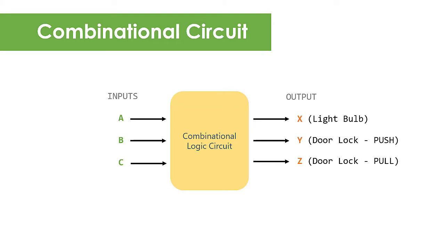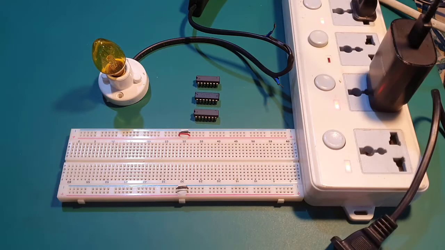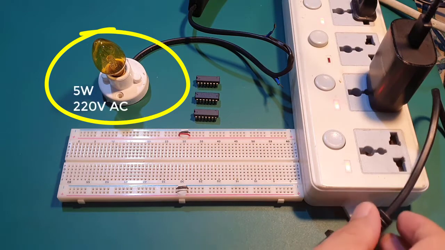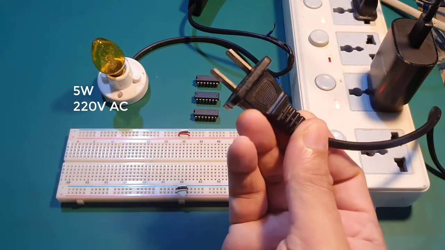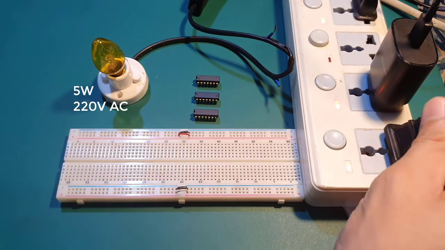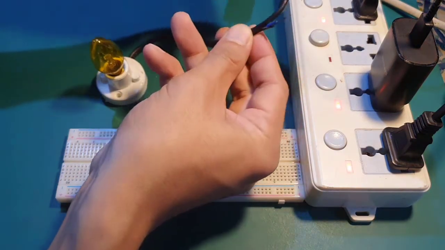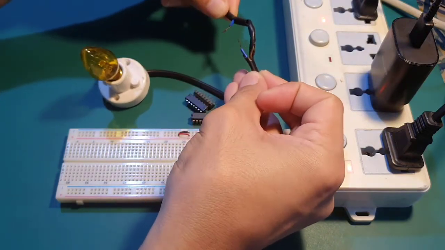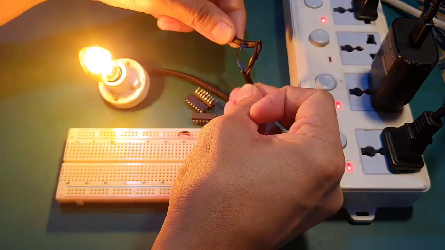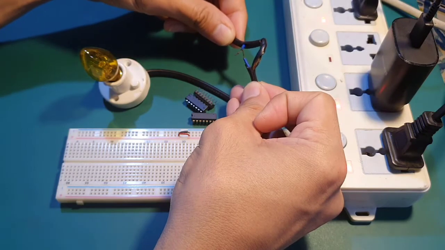To demonstrate it in actual, I'll be using this small 5-watt 220-volt altar bulb. This will be plugged into a 220-volt AC outlet, and I've cut one of the wires that closes this AC circuit. And like a typical switch, when these two wires come into contact, the electricity flows and the bulb emits light.